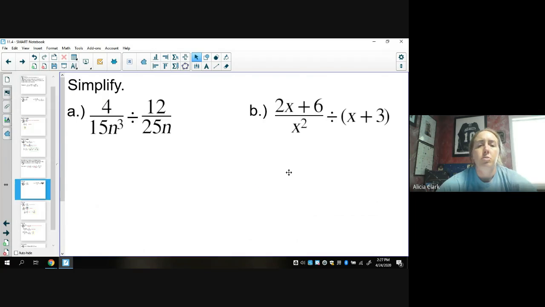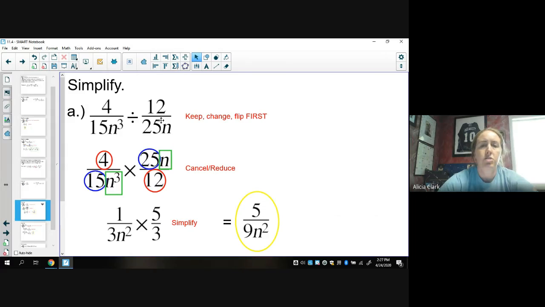So first thing that we're going to look at here is 4 over 15 n to the third divided by 12 over 25n. So I'm going to do my keep, change, flip first, and then I'm going to worry about my canceling and reducing. So I'm going to keep this one, I'm going to change this to multiplication, and this is now going to become 25n over 12. Then I'm going to pair up things that I can cancel and or reduce. So I've got 4 and 12 that can be reduced. I've got 25 and 15 can be reduced, and n and n to the third can be reduced.